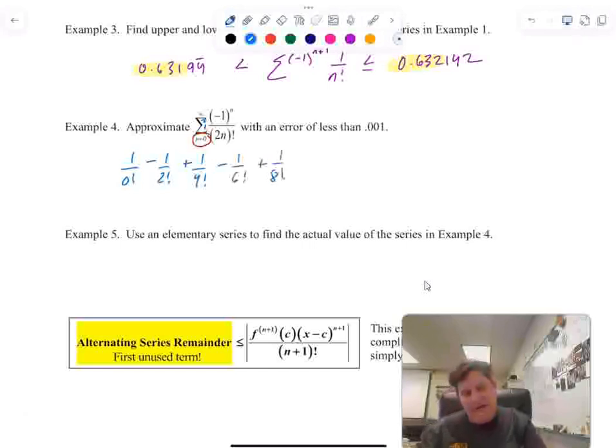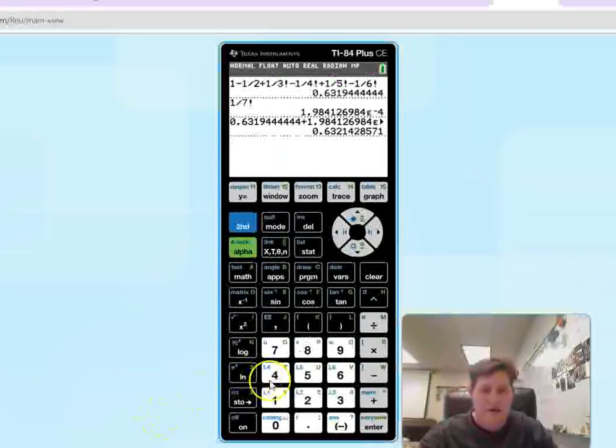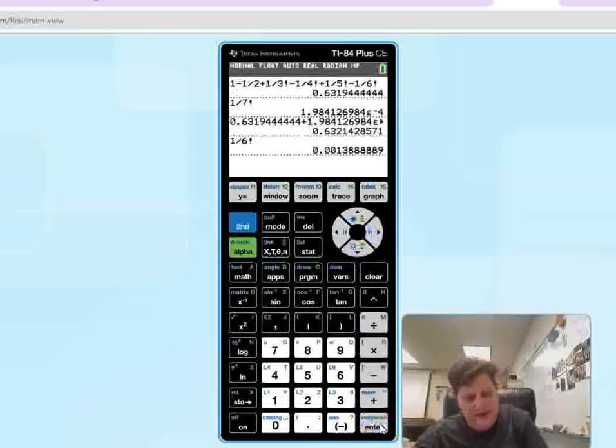over 8 factorial. Okay, so I'm going to test these terms to see how far I actually have to go to get the error less than that. Well, I know 1 over 4 factorial is going to be too small. Let's start with 1 over 6 factorial, right? So I go on my calculator, I go 1 over 6 factorial. Okay, and this term is, let's write this here, 0.00138.